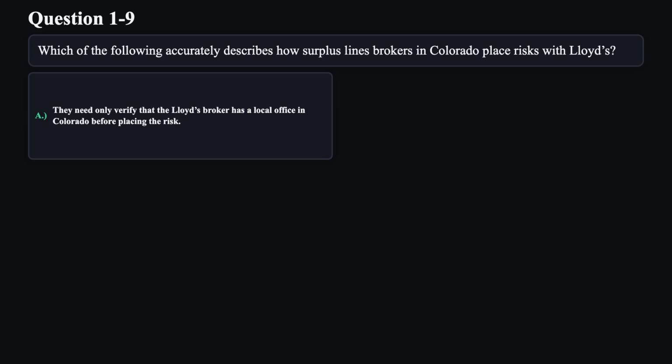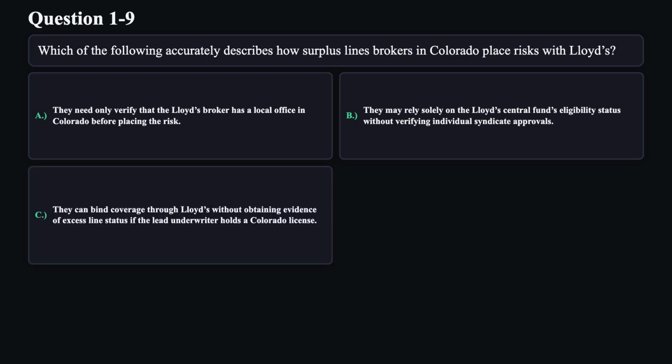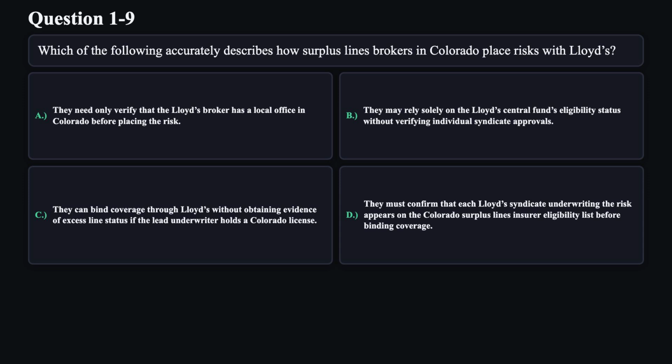A. They need only verify that the Lloyd's broker has a local office in Colorado before placing the risk. B. They may rely solely on the Lloyd's Central Fund's eligibility status without verifying individual syndicate approvals. C. They can bind coverage through Lloyd's without obtaining evidence of excess line status if the lead underwriter holds a Colorado license. D. They must confirm that each Lloyd's syndicate underwriting the risk appears on the Colorado surplus lines insurer eligibility list before binding coverage.